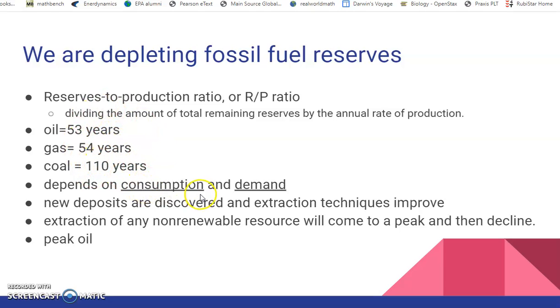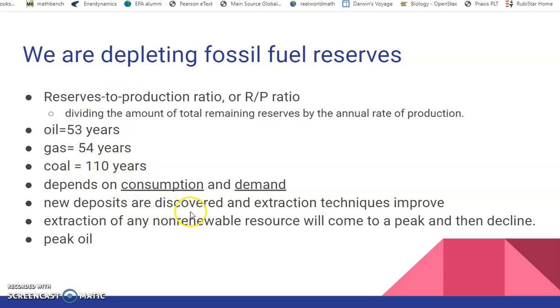And one of the things you can do when thinking about these supplies is think about both the consumption and the demand. So you can address both of these, right? You can reduce consumption, which would increase this. Or reduce demand. So depending on what we're doing here affects what we're doing here.